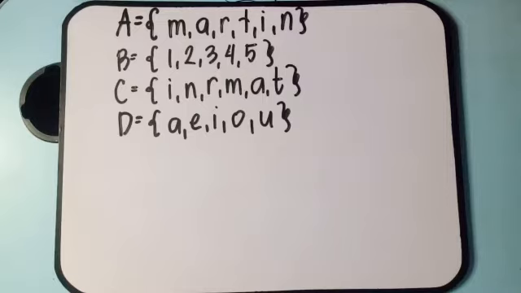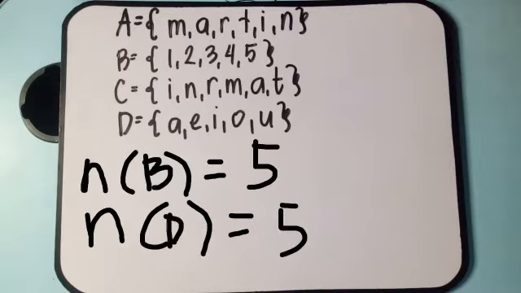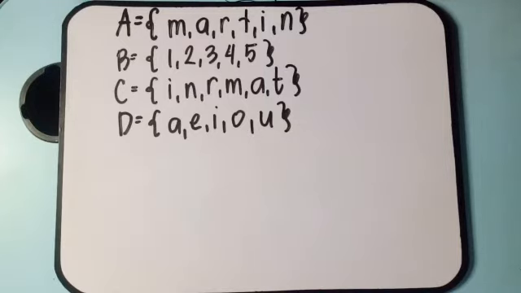Now, let's have the equivalent naman. As you can see from set B and set D, they are different elements. Magkaiba yung elements, but the cardinality of set B and set D are equal, which are 5. Therefore, set B and set D are equivalent sets.